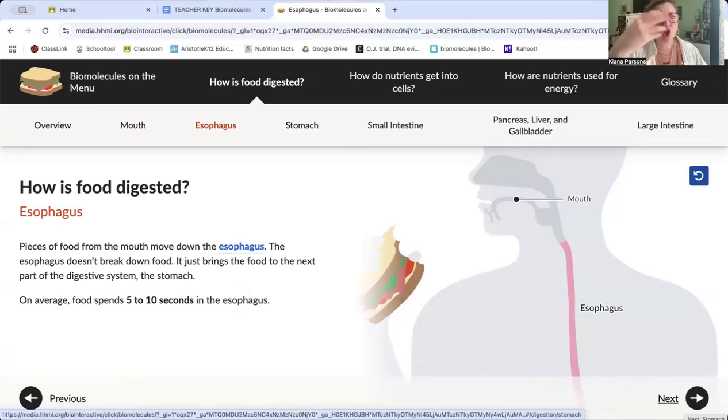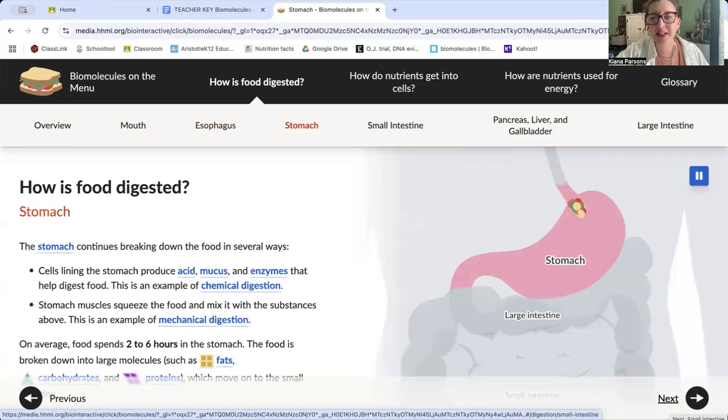It is a train, a subway, a transit station for the food, and food only spends 5 to 10 seconds in the esophagus. And if it spends longer than that in the esophagus, you might be choking. So now, how about the stomach?